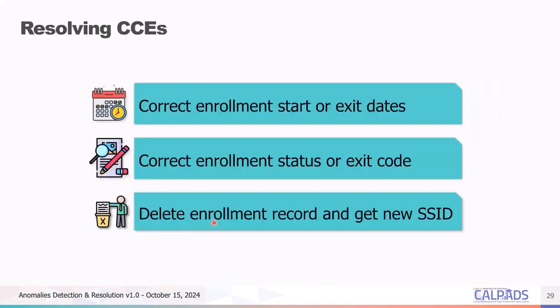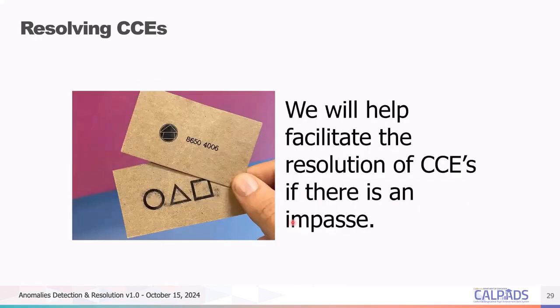Okay. All right. So again, how to resolve CCEs? By correcting the enrollment start or exit dates, by correcting the enrollment status or exit code, and by deleting the enrollment record and getting a new SSID. So these are the three things that normally happen when resolving CCEs. And then of course, at the end of the day, if you guys still are having difficulty resolving a CCE, you can always send us a ticket and then we will mediate the best we can.